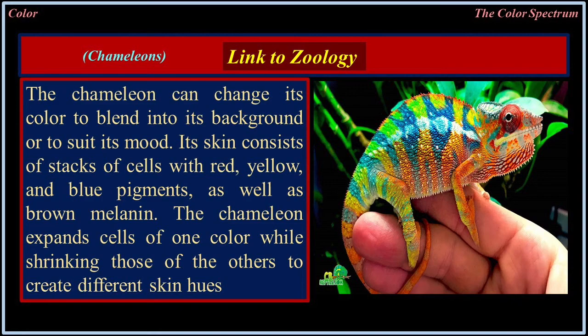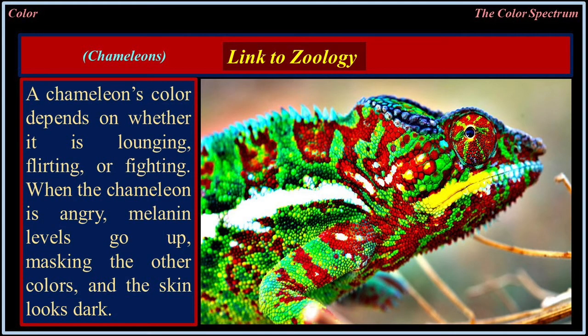Chameleons, linked to zoology. The chameleon can change its colors to blend into the background or to suit its mood. Its skin consists of stacks of cells with red, yellow, and blue pigments, as well as brown melanin. The chameleon expands cells of one color while shrinking those of another to create different skin hues. A chameleon's color depends on whether it is lounging, flirting, or fighting. When the chameleon is angry, melanin levels go up, masking the other colors, and the skin looks dark.